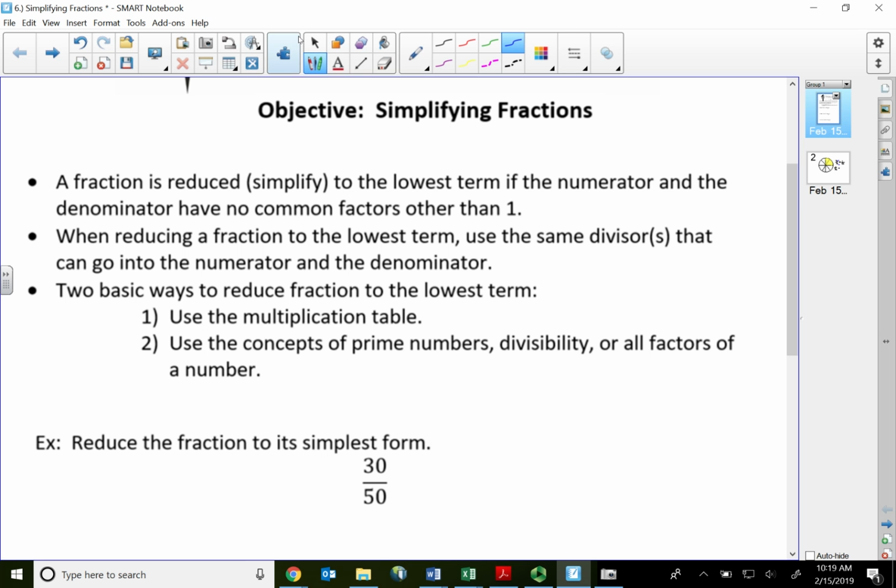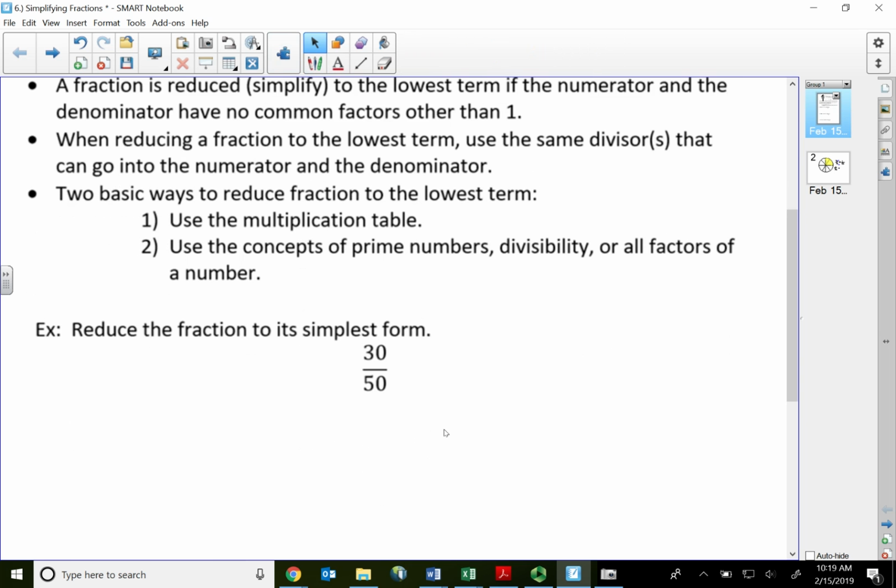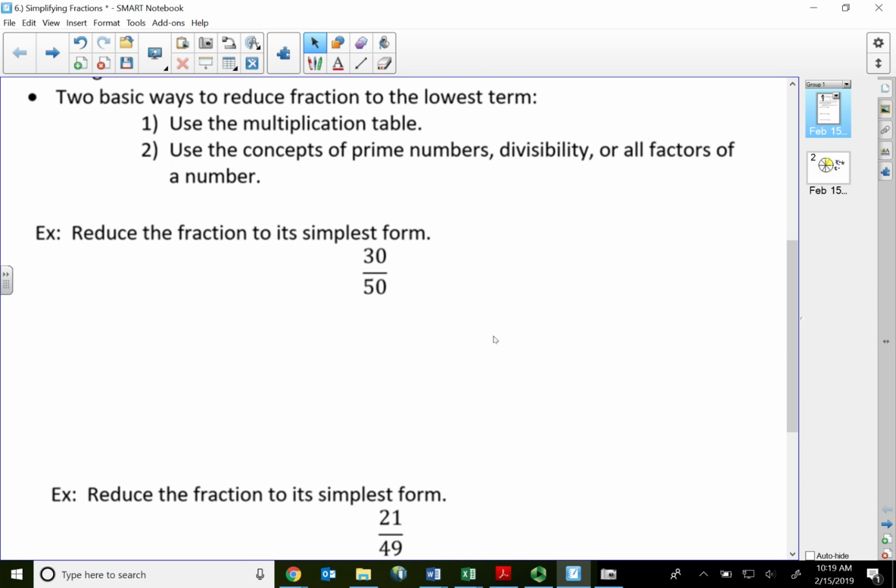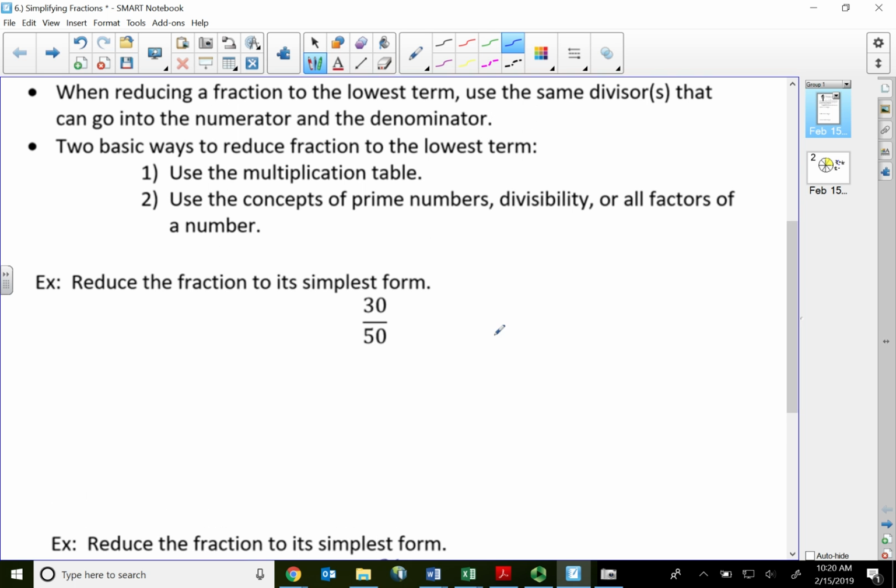So for example, this is where it gets tricky. Different students and different teachers use different techniques when it comes to reducing fractions. So 30 out of 50, if you know your divisibility pretty well or know your multiplication table pretty well, you know 30 and 50 can both be reduced by 10. If I reduce them both by 10, then my final answer would just be 3 over 5.